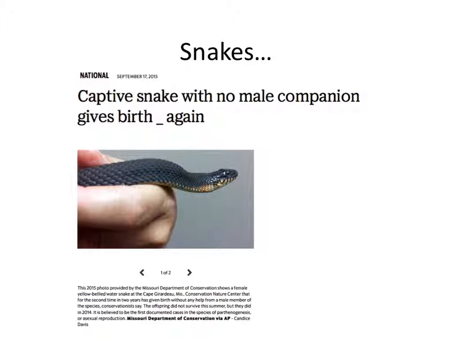Okay. So here's yet another example of cool sexual reproduction. Wait, not sexual reproduction, reproduction. This is parthenogenesis. You have a snake that 2 years ago gave birth and was never exposed to a male. A female snake all of a sudden had babies. You're like, what the hell's going on? And then approximately 2 years later, the same snake gives birth to offspring again, having not been exposed to a member of the opposite sex. So what's going on? This is parthenogenesis.